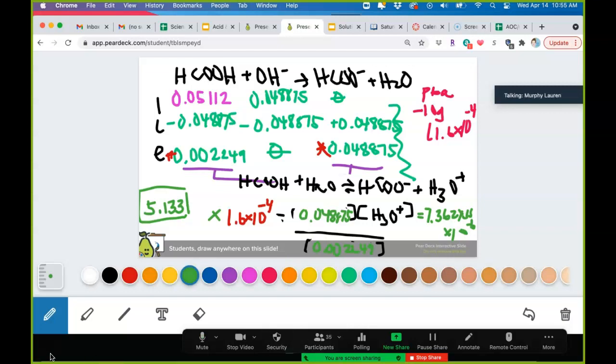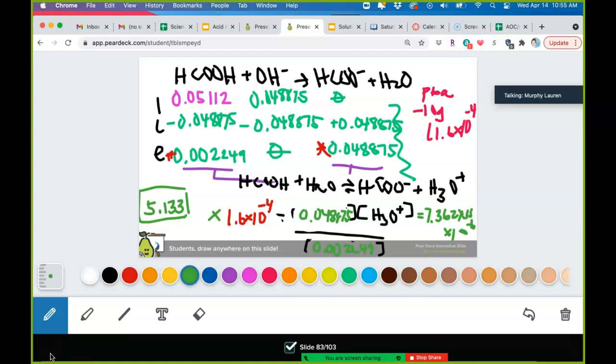At least I recorded it, so I'm just showing you that this is how you could use the Ka expression to solve for the pH, and you get the same exact answer. Sometimes it comes out slightly different, but that's not a big deal.